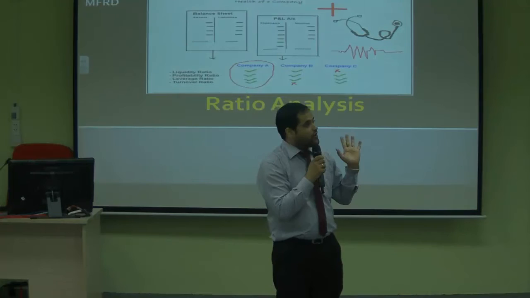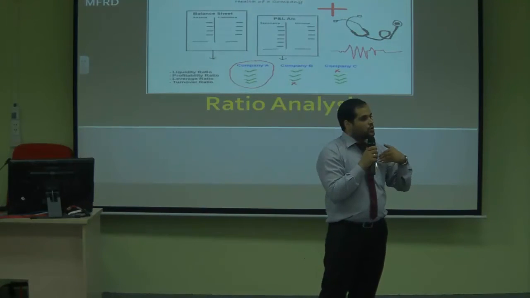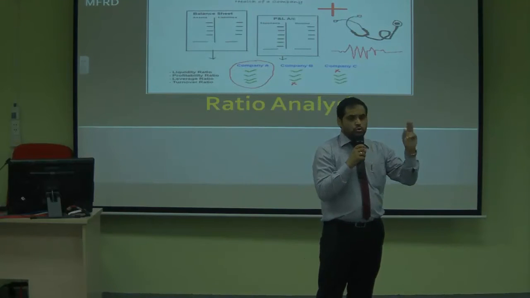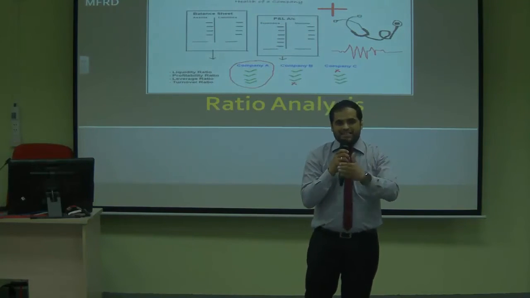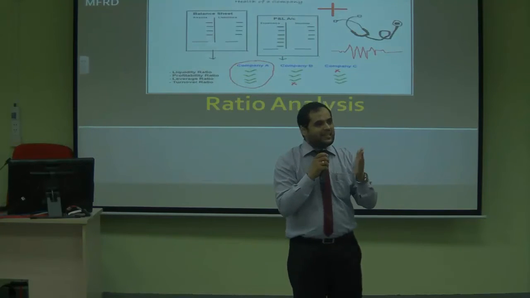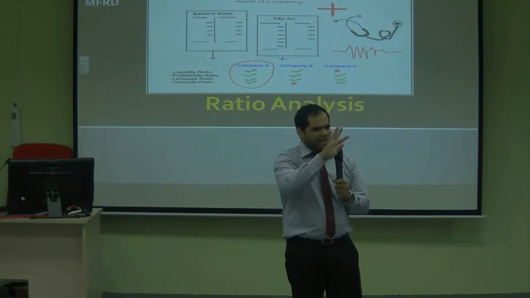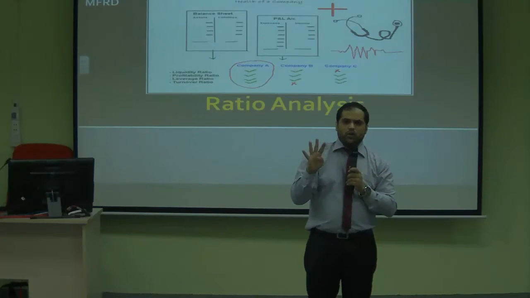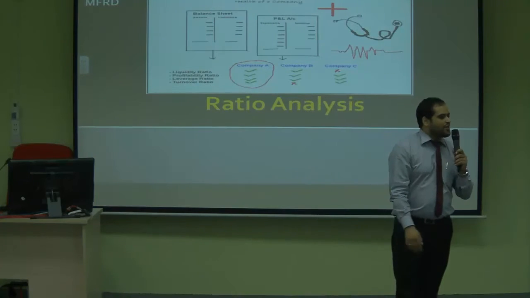Now, what does ratio mean? Ratio means a comparison between 2 pieces of information to get the best result. Comparison between the 2 data is called ratio analysis. Ratio analysis is normally divided into 4 parts. But I'm not going to talk in detail about ratio analysis.